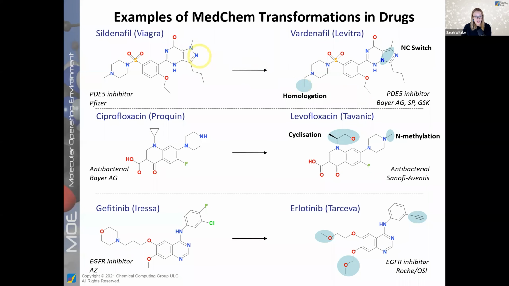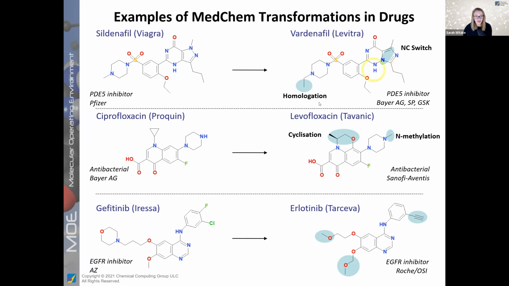The other thing that has changed is in the scaffold, so this fused ring system that we have both in sildenafil and in vardenafil. In sildenafil, we have the two nitrogens next to each other, so it's a pyrazole ring. Whereas in vardenafil, we have what we call an NC switch. So a nitrogen and a carbon have changed places, and we have an imidazole instead. So very similar, but nonetheless, they are different chemical entities, but they still have the same kind of binding affinity to the PDE5. They also have the same ADME properties, same half-life, and so on.